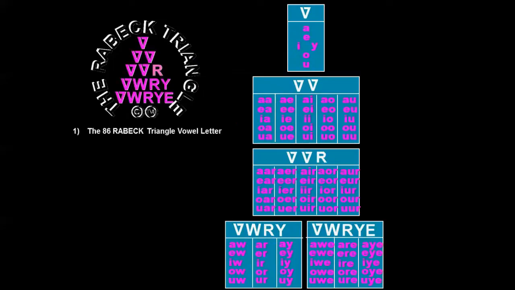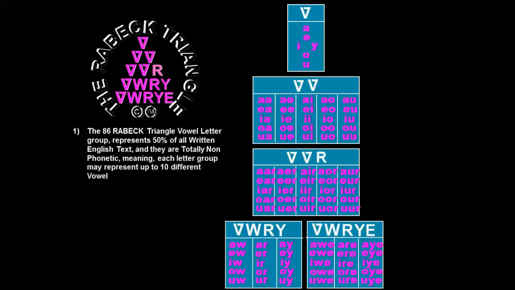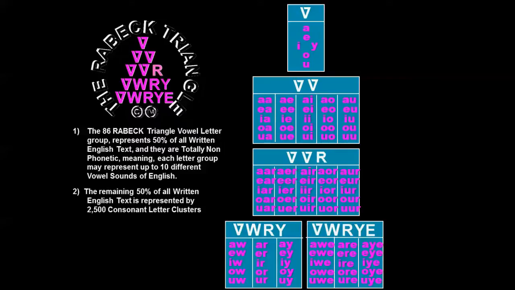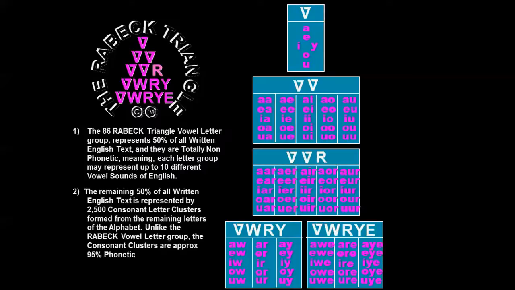The 86 RABECK triangle vowel letter group represents 50% of all written English text, and they are totally non-phonetic, meaning each letter group may represent up to 10 different vowel sounds of English. The remaining 50% of all written English text is represented by 2,500 consonant letter clusters formed from the remaining letters of the alphabet. Unlike the RABECK vowel letter group, the consonant clusters are approximately 95% phonetic, meaning each letter has mostly one sound throughout all printed text.